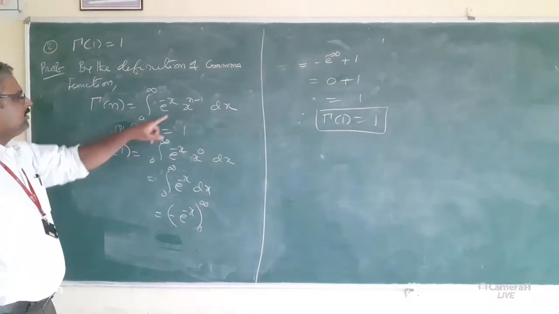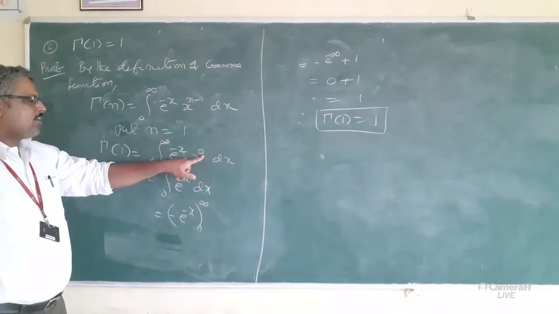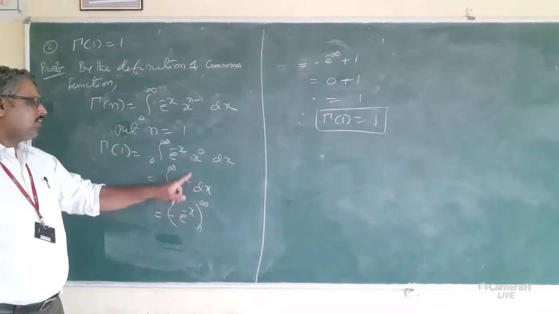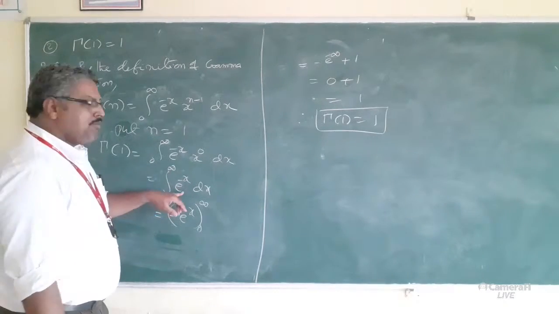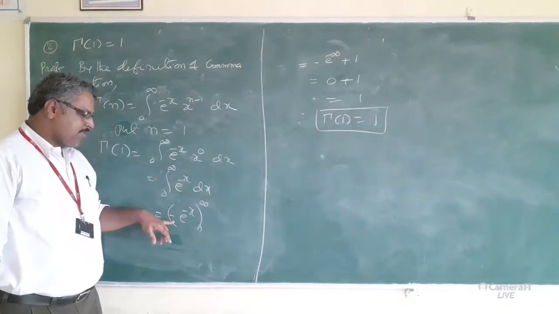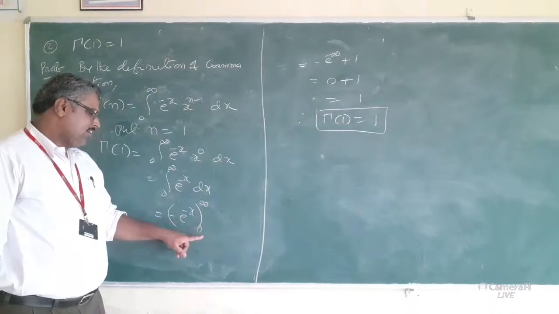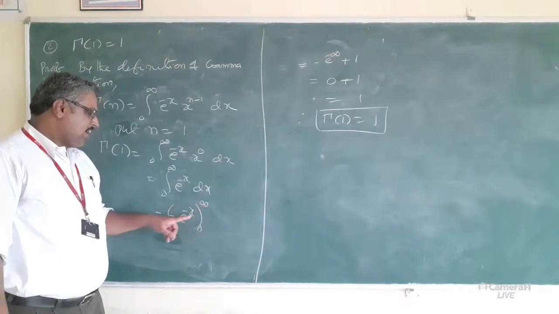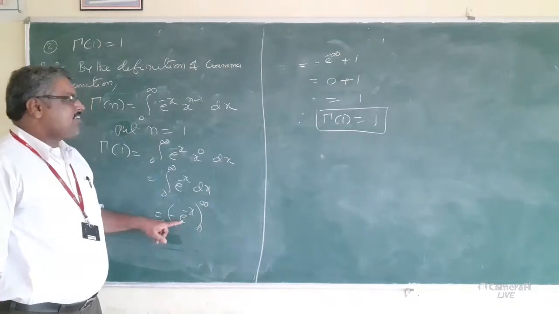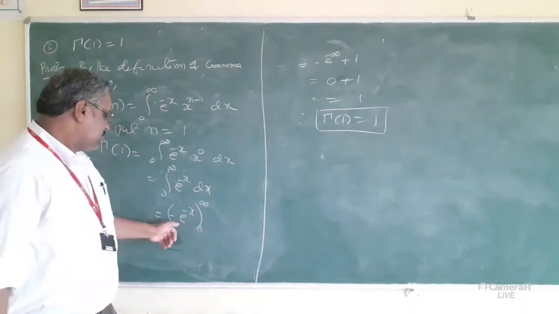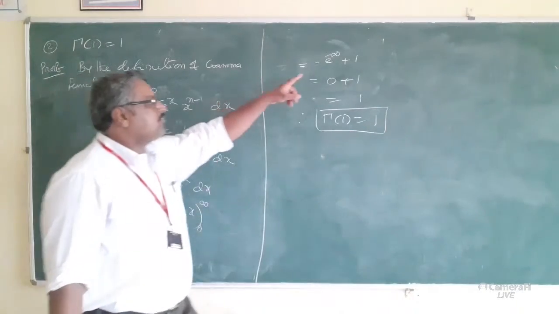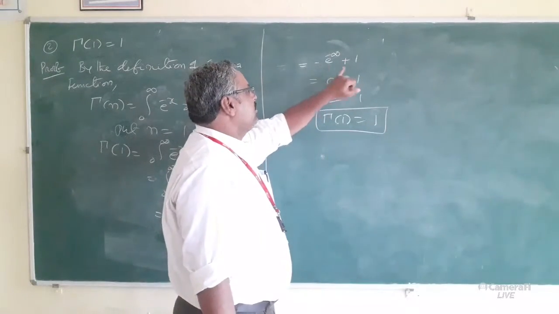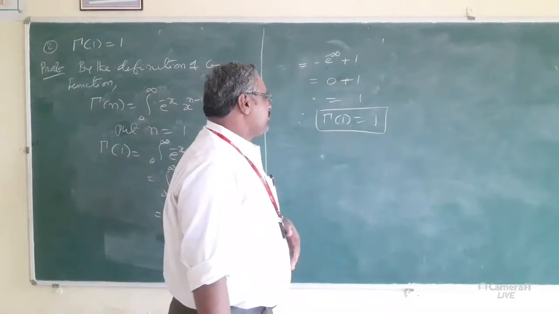N equals 1, 1 minus 1 is 0, x power 0 is 1. Integral 0 to infinity, e power minus x dx. The integral of e power minus x is minus e power minus x, from 0 to infinity. Put x equals infinity, minus e power minus infinity, which is 0. Substituting the second limit, minus minus plus e power 0 is 1. So this value is 0, this value is 1, 0 plus 1 is 1.